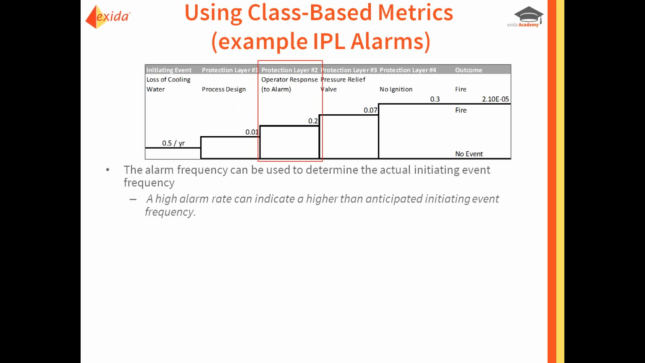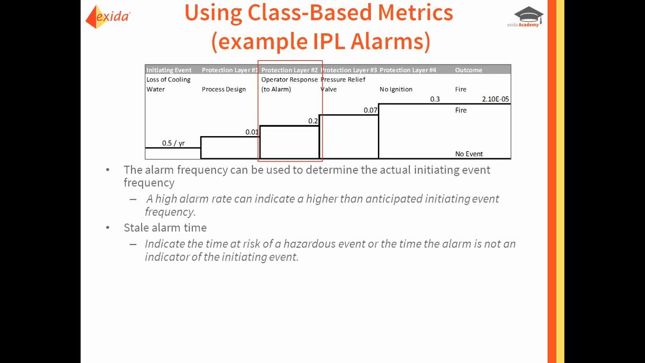So being able to create or see performance metrics for alarms that are used as IPLs, in this case, would directly help you assess whether your initiating frequencies are appropriate or not, and whether the risk reduction that you've built in is going to meet your tolerable risk criteria.